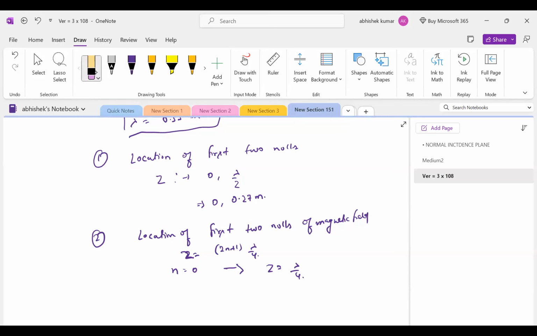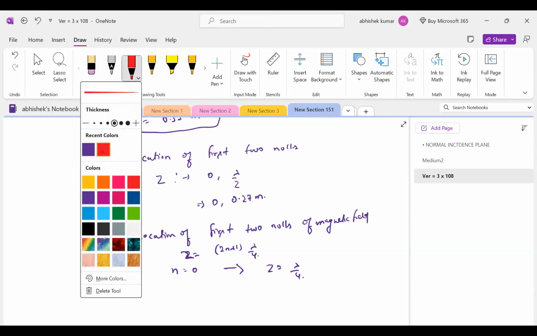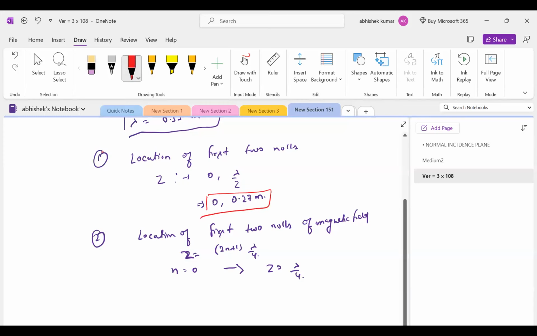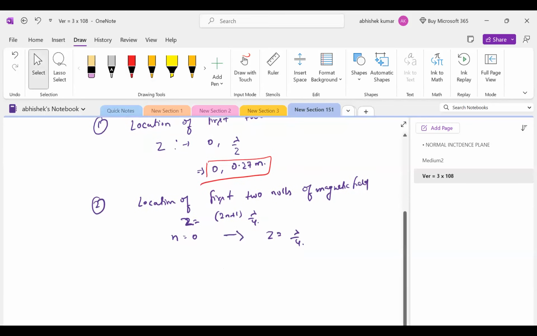Okay, any doubt? It said the first two nulls of the total electric field. Yes, total electric field, the first two nulls we already found. And then the magnetic field: lambda by 4, you can put the values and you will get 0.13 meter. Till now, do you have any doubt or not? Got it.